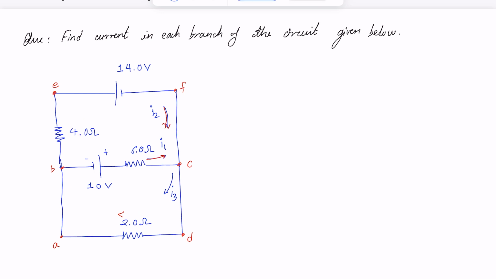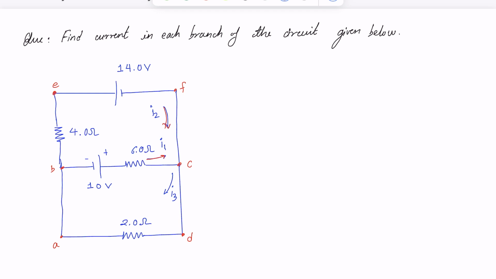Okay, so we have three currents, I1, I2, and I3, and we make sure that every element in this circuit has some current going through it. Sorry, I said that incorrectly. What I mean is that every element in this circuit has some current going through it. So we've got I1, I2, and I3.